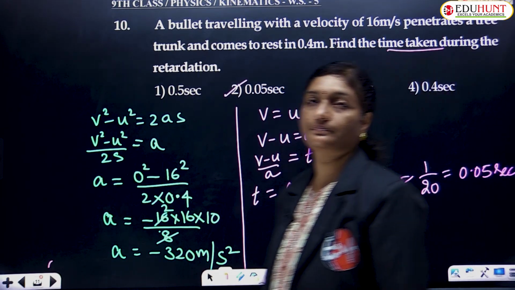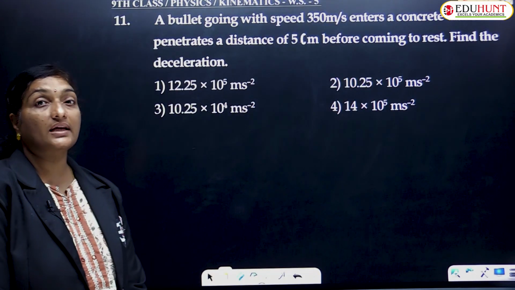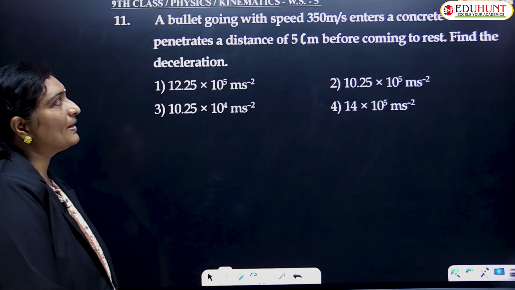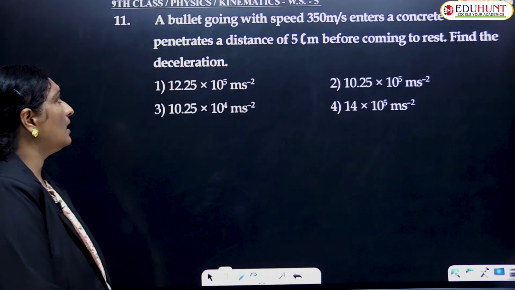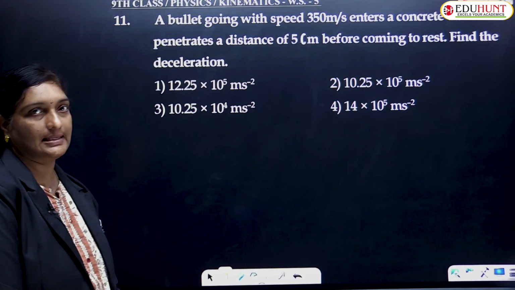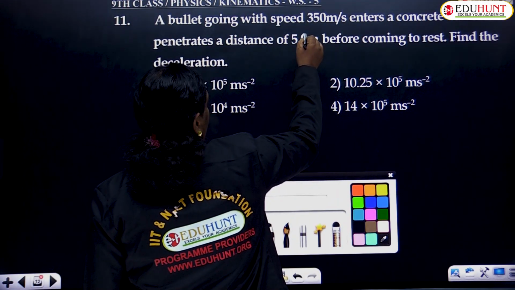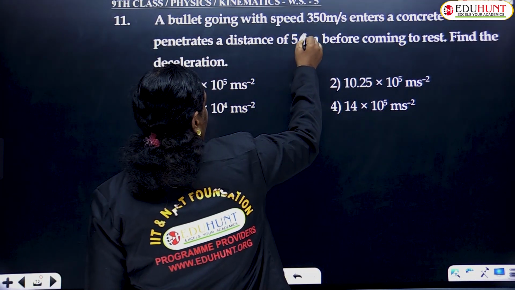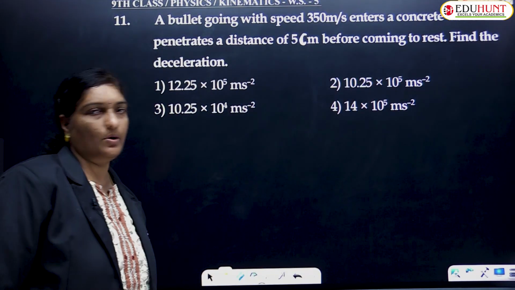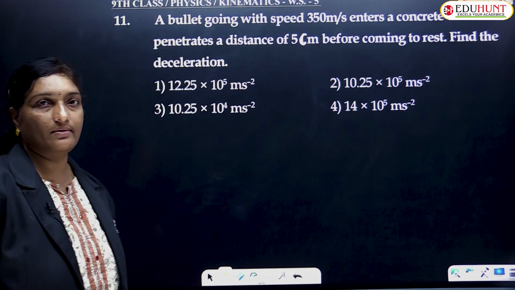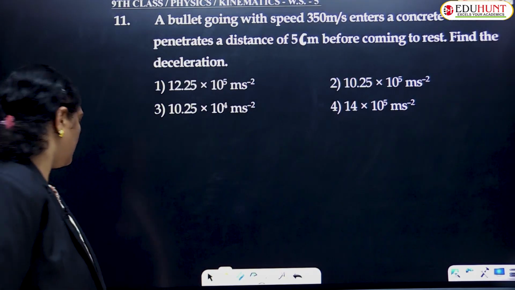Okay children, moving ahead: a bullet going with speed 350 meter per second. Initial speed was given as 350 meter per second. It enters a concrete wall and penetrates a distance of 5 centimeters. Children, there is a slight correction in your book. It was printed earlier as 5.0 meters in your book. Just to make a correction, it is not 5.0 meters, it's 5 centimeters. So make the corrections, then you can go with the answer.